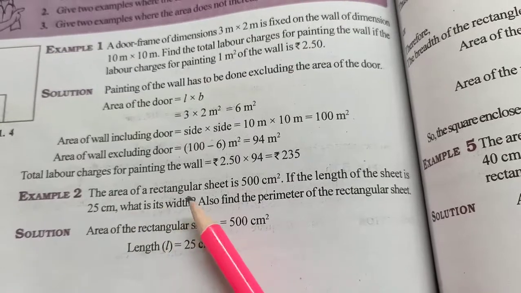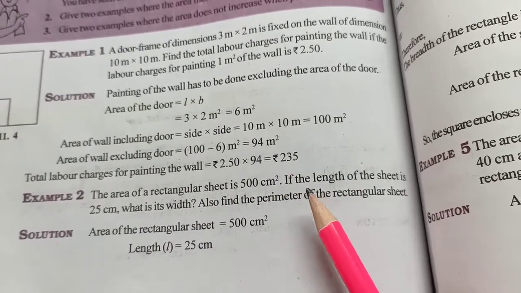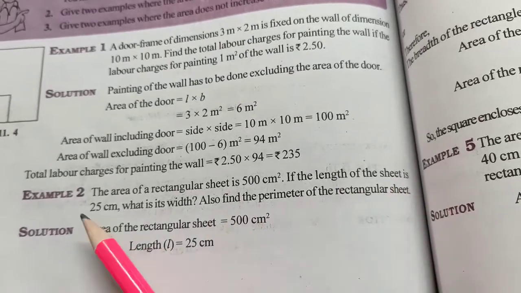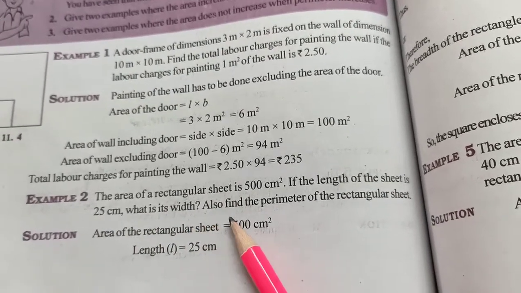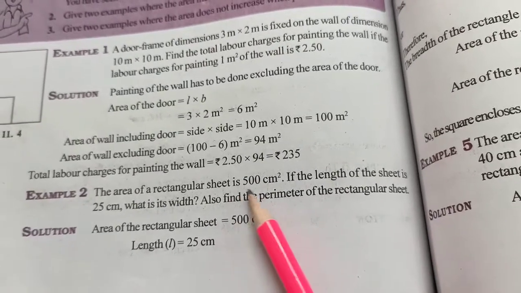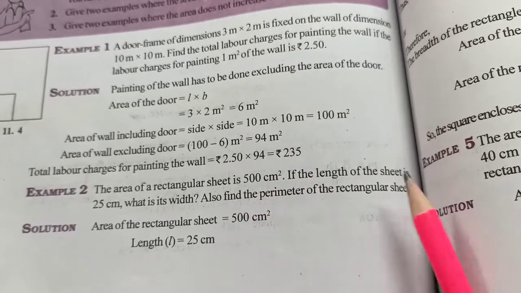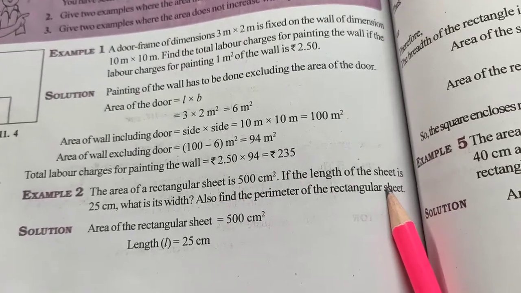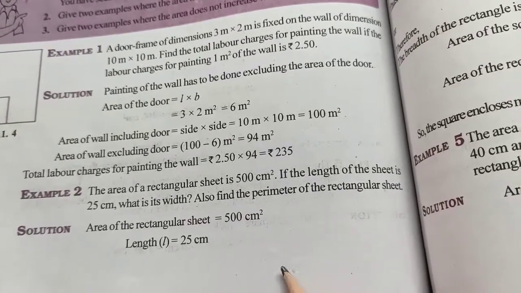The area of a rectangular sheet is 500 centimeter square. If the length of the sheet is 25 centimeter, what is its width? Also find the perimeter of the rectangular sheet. So here we know the total area, that is 500 centimeter square, and the length. So we want to find the width. So width is equal to what? Total area divided by length.